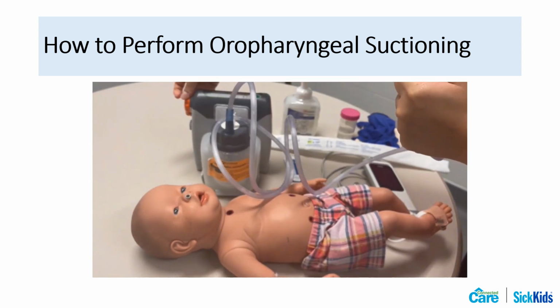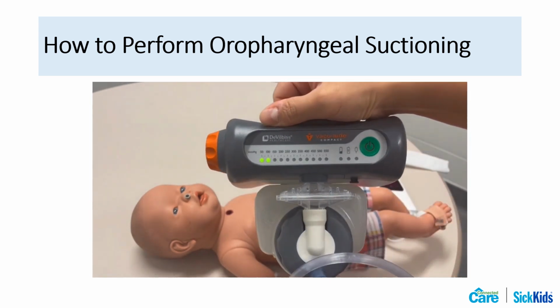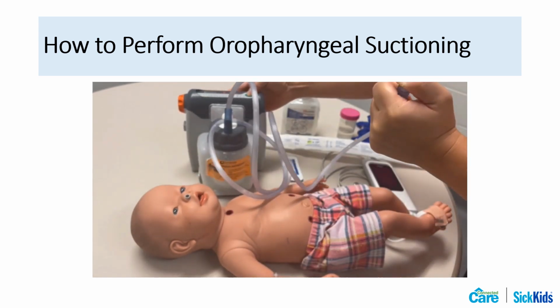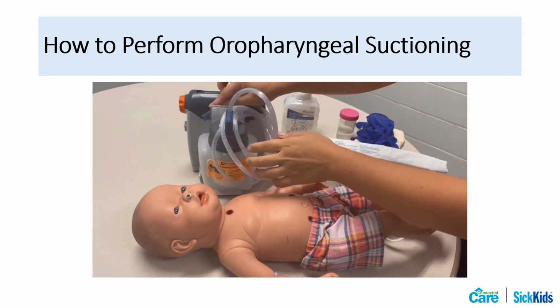Remember, pressure settings for neonates, 60 to 80 millimeters of mercury, infants, 80 to 100 millimeters of mercury, children or teens, 100 to 120 millimeters of mercury. In this scenario, the pressure will be set to 100 millimeters of mercury.